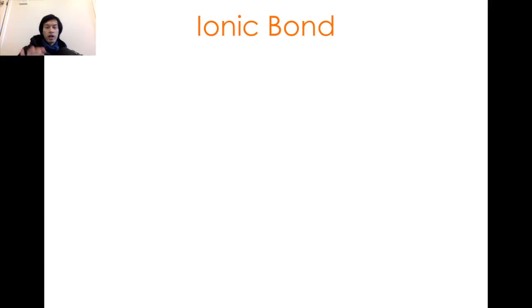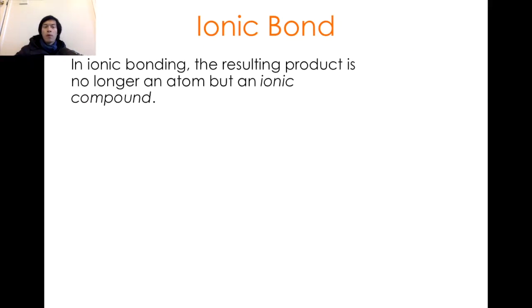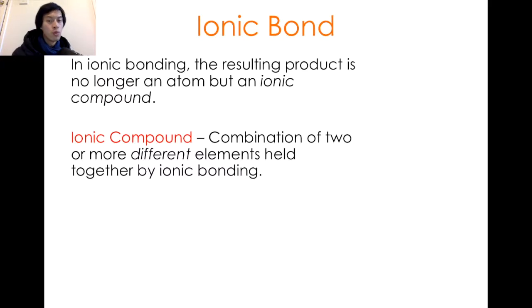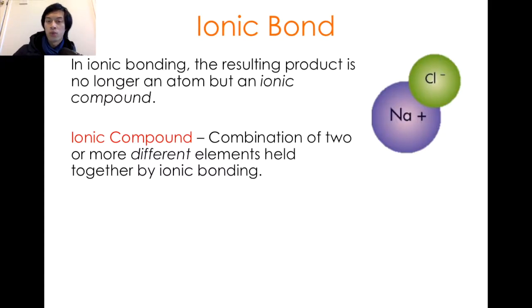So with the ionic bond, you end up with no longer an atom, but what you call a compound. A compound is a combination of two or more different elements held together by ionic bonding. So in this particular case, NaCl is what we call an ionic compound.